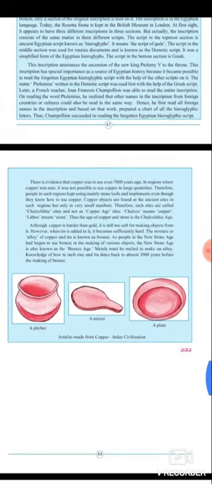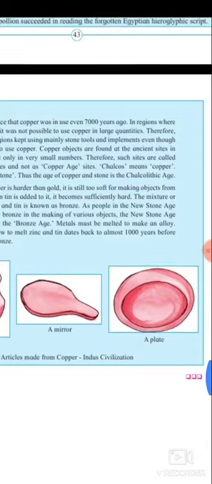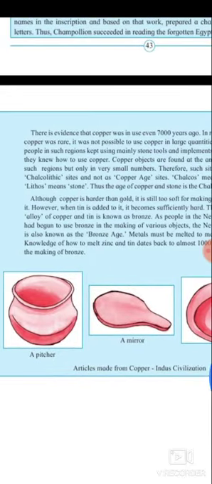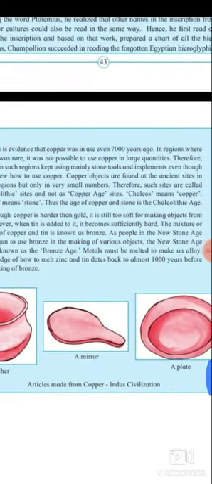This is the evidence that copper was in use even 7,000 years ago. This is copper used 7,000 years ago, in the regions where copper was very rare. It is not possible to use copper in large quantities.